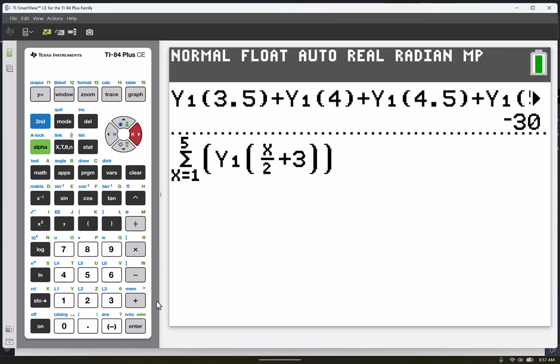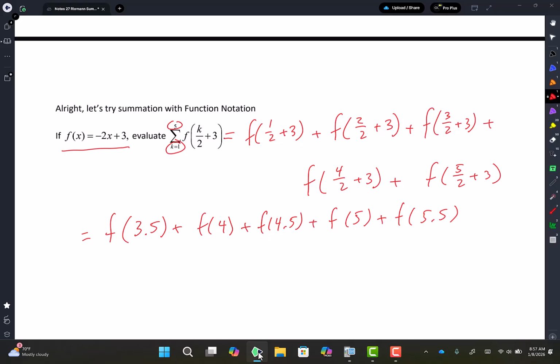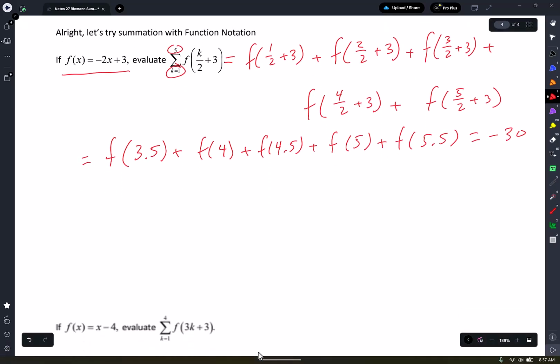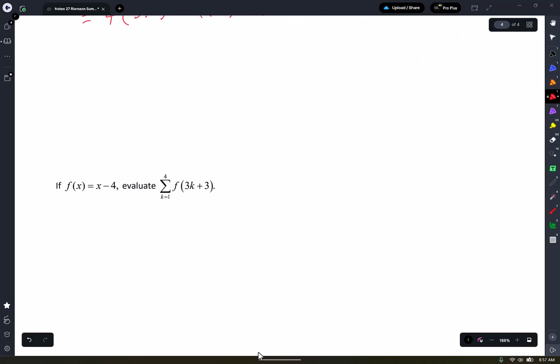So let's see if it works. Enter. Look at that. Isn't that pretty cool? Yeah. So now you know it. Now you can start using this calculator for chemistry for every time you're doing summations. So there it is. This is negative 30. All right, last one. Same deal. So let's see.